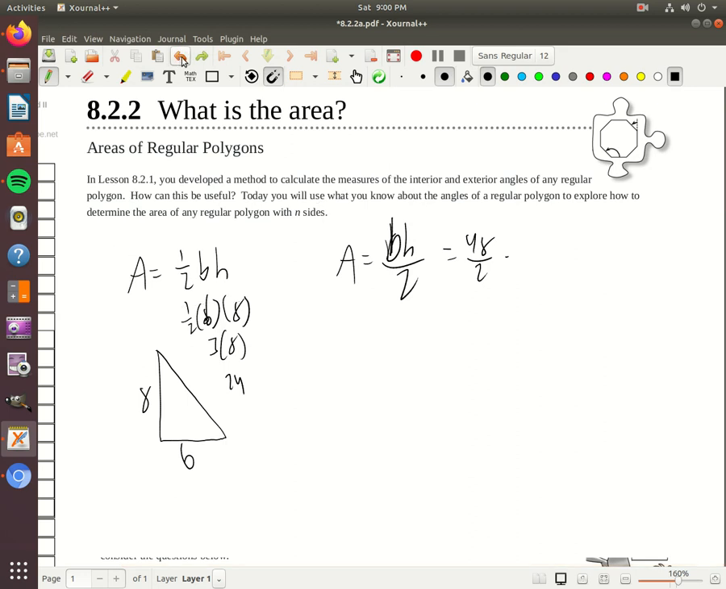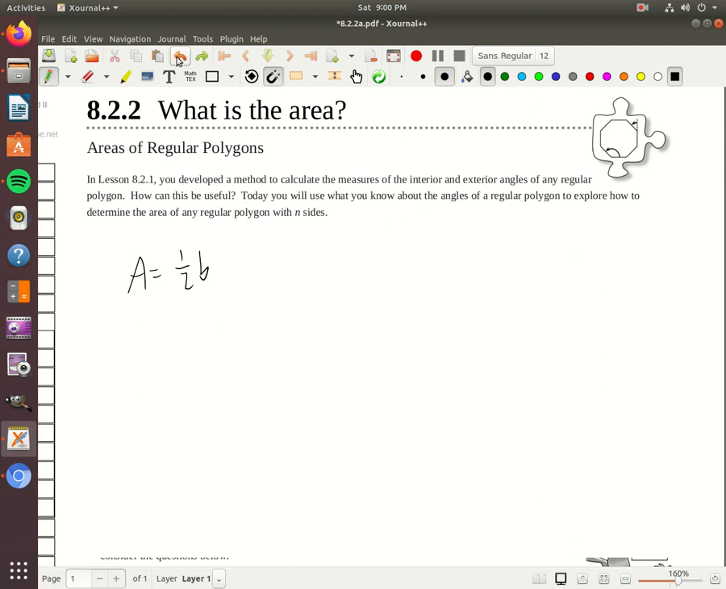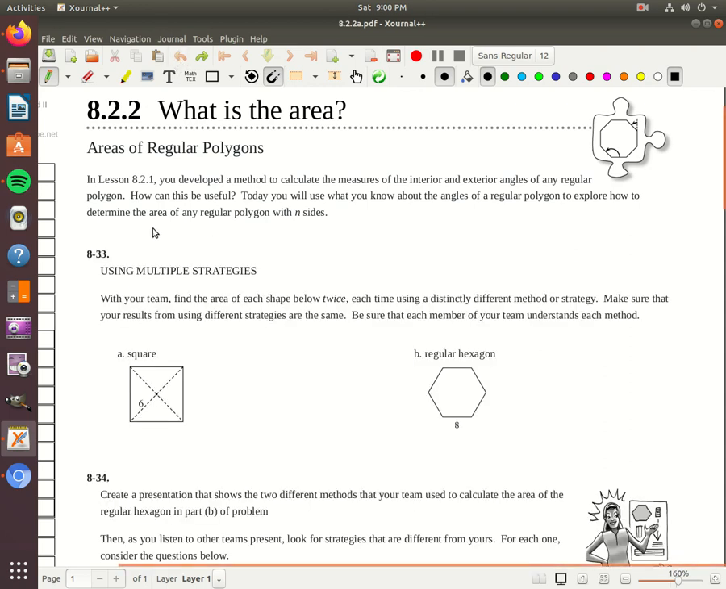So at this point, we start this. It says we developed a method to calculate the measures of the interior and exterior angles of any of the polygons. How can this be useful? Today, you need to figure out 2 ways to figure out the area of this shape. And at this point, honestly, you should probably pause the video and see if you can figure out at least 1, if not 2. So I'll pretend like you paused it, and we're back.